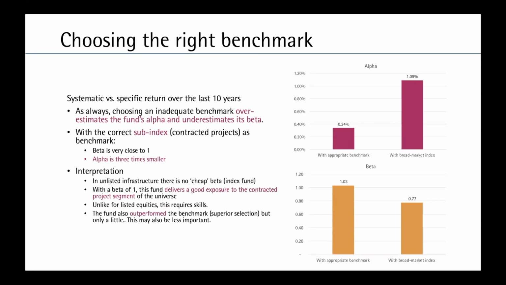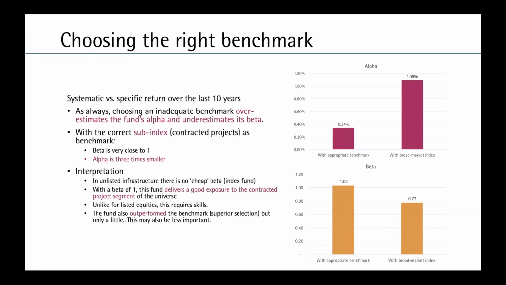And if you use the right benchmark, you find a beta of 1 and an alpha that's positive, but much smaller. So that's one thing that's interesting, and it goes to show that using the right benchmark for your infrastructure portfolio makes a lot of difference. Obviously, it's fairly straightforward if you've benchmarked active managers before, but in the infrastructure space, again, this is something that's fairly new and couldn't be done before.